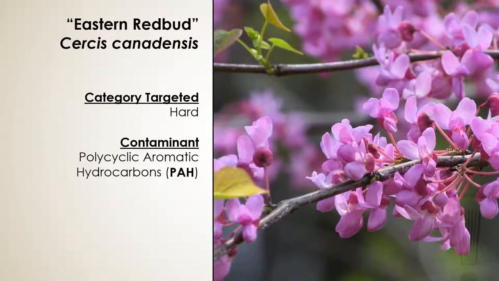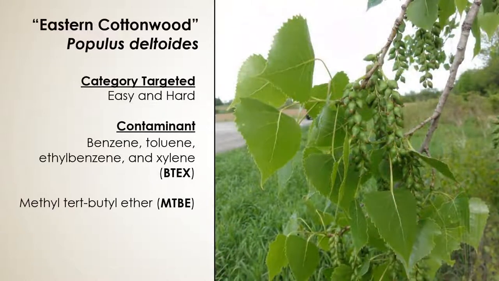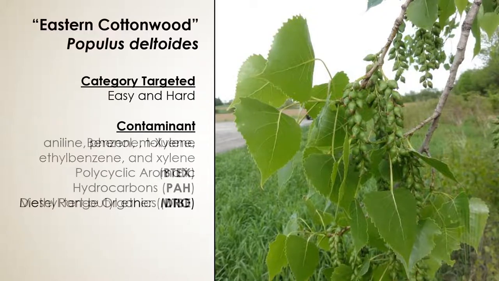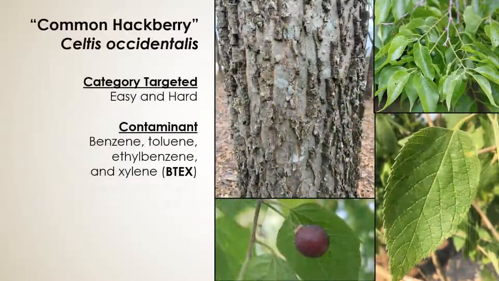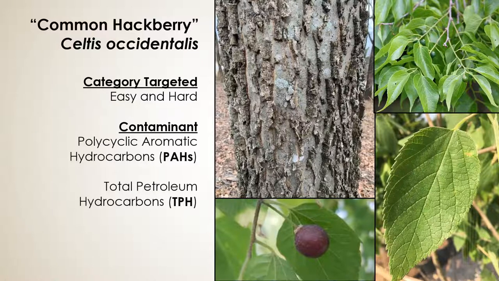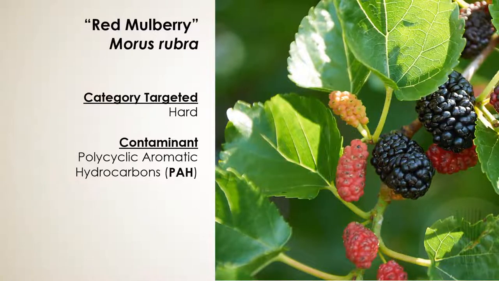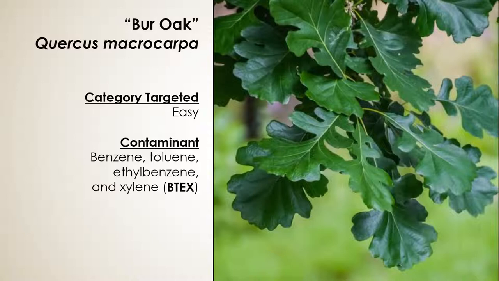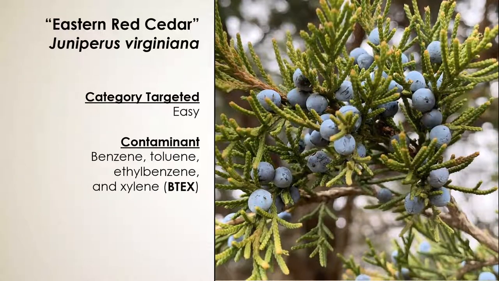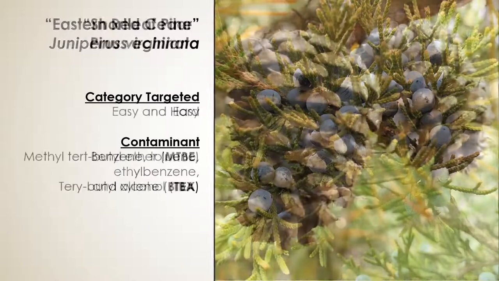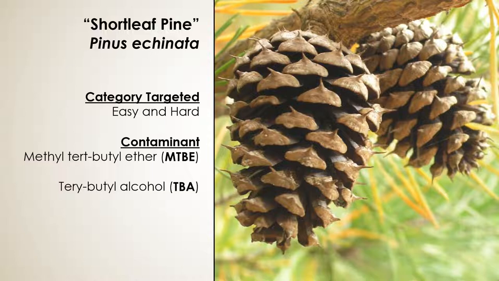Eastern redbud, those flowers are edible, taste just like sweet peas. It blooms before the leaves are on any of the trees in the forest, usually April in this region. Eastern cottonwood. Common hackberry. And red mulberry. If anybody's ever picked red mulberries off of a tree, I can tell you it stains your fingers purple. So there's no hiding what you've been doing after that. Bur oak, Quercus macrocarpa. This is the one that produces a really large acorn. And eastern red cedar. This is a tree that I don't think gets enough love. Shortleaf pine. This is the main native pine species that we have here in the Ozarks.